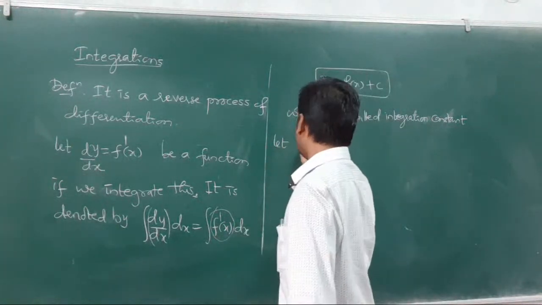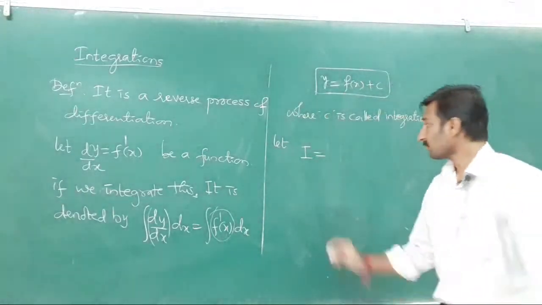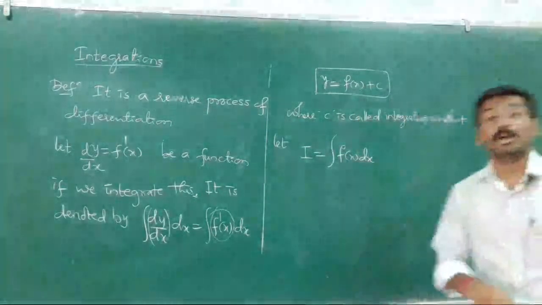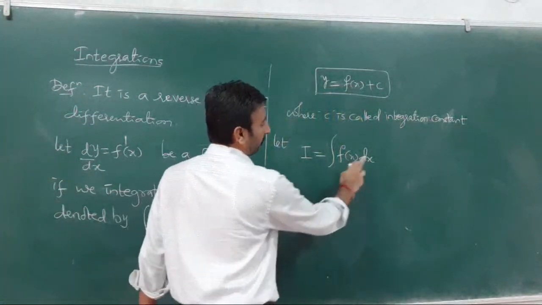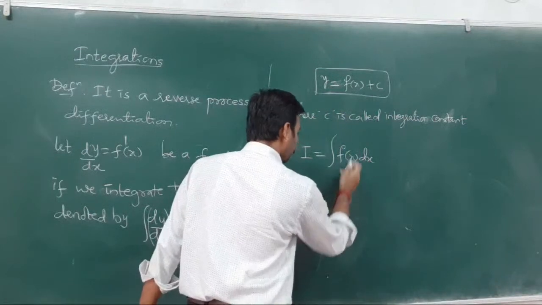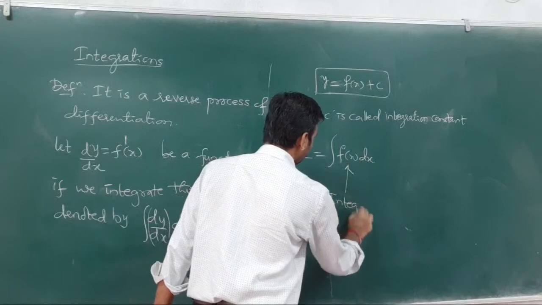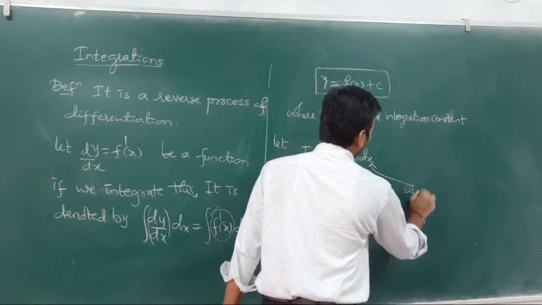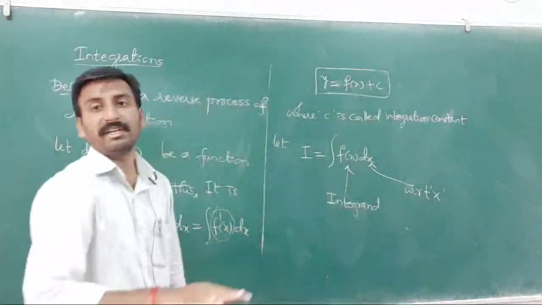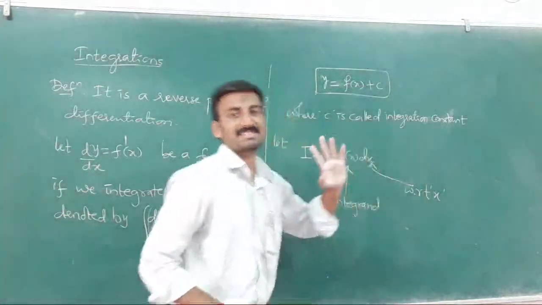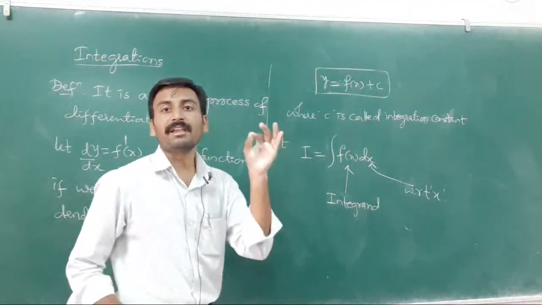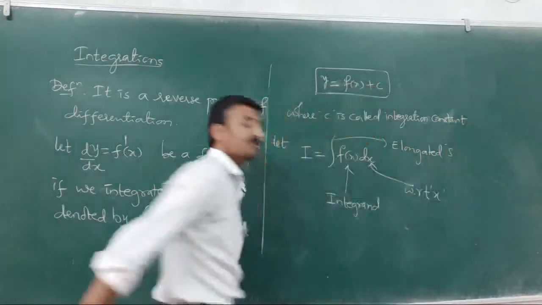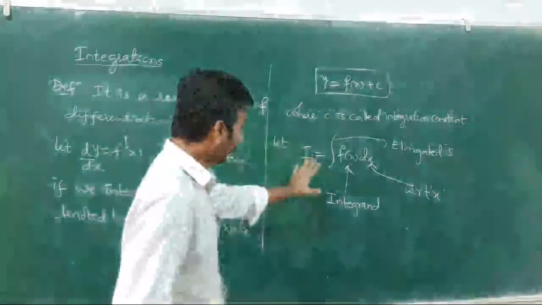Now generally integrations are denoted by capital I. I use the symbol notation elongated s, f of x dx. Now let us denote one by one. This is notation, and this f of x is called integrand. And what about this dx? It is with respect to x. With respect to what variable you are integrating? You are integrating with respect to the variable x. What about this symbol? It is elongated s. Simply it is summing all the terms. So elongated s, f of x dx.